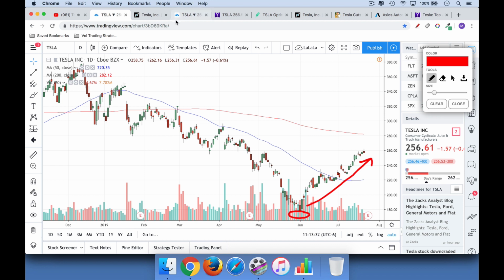Now we're at a really key level. You can see that we're still in an official downtrend. We've got the 50-day moving average below the 200-day moving average. The stock is trading above the 50-day moving average on this bounce, which is definitely a sign of some strength, but we certainly haven't had a crossover.